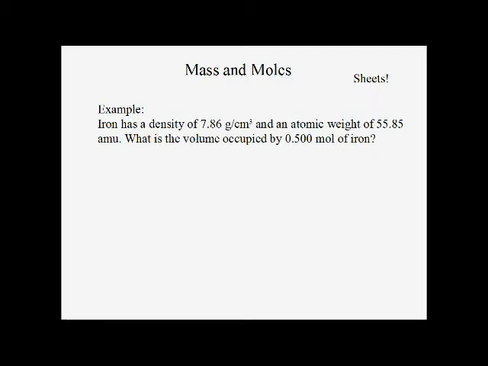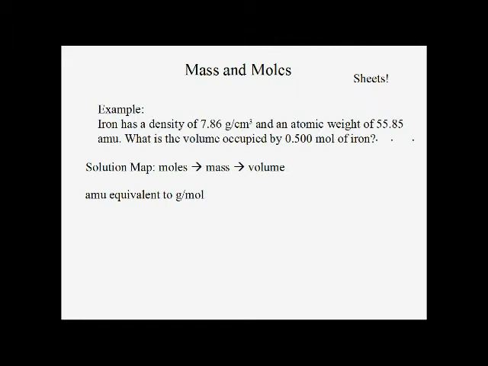We knew how to work with density. Now we know how to work with molar mass. So we're going to just put them together sequentially to go from moles of iron to volume of iron. So we're going to go from moles to mass to volume. To go from moles to mass, we're going to use our atomic mass, which was given to us already.